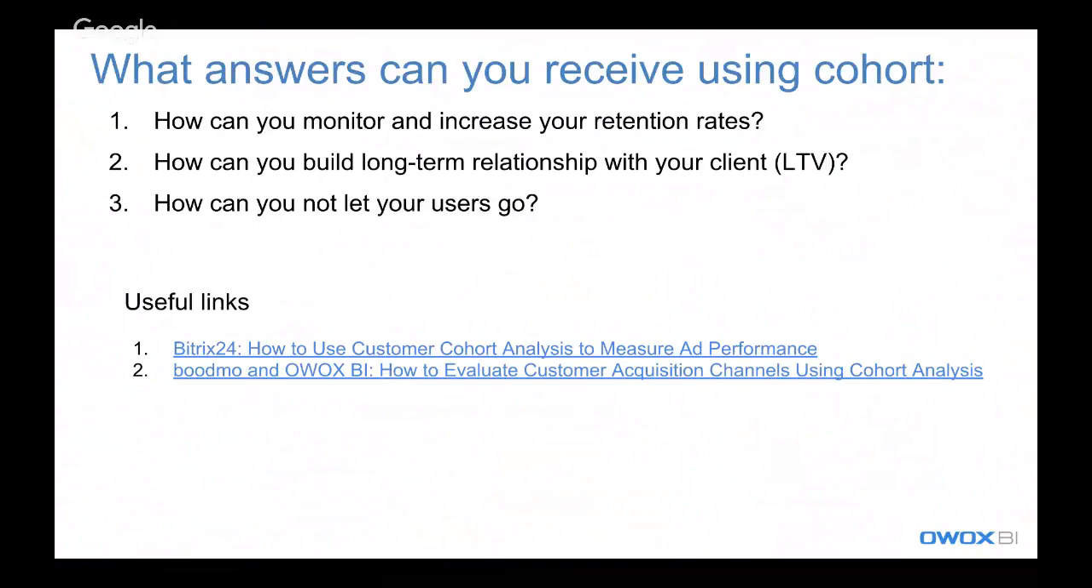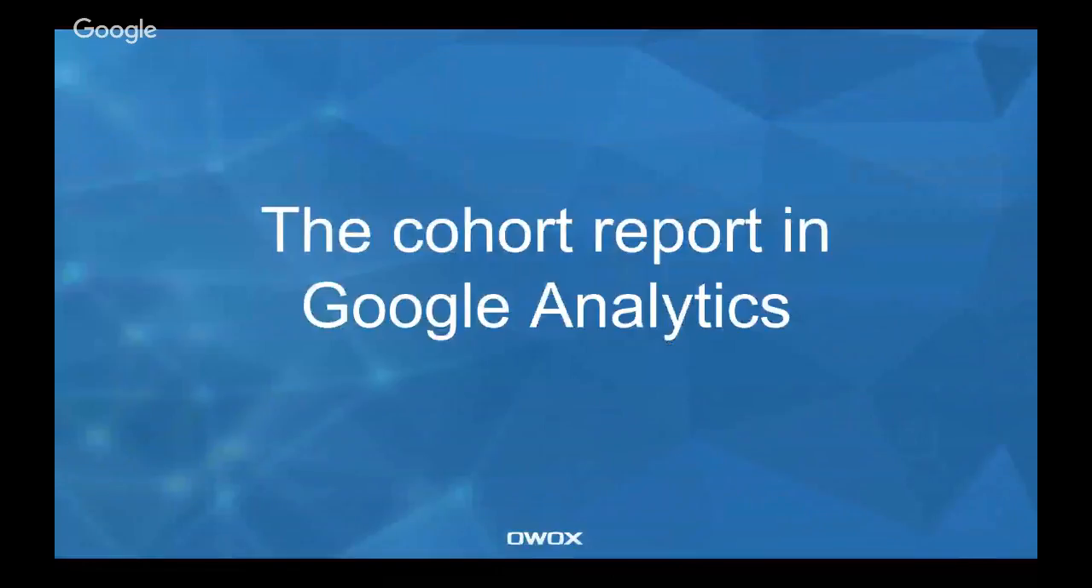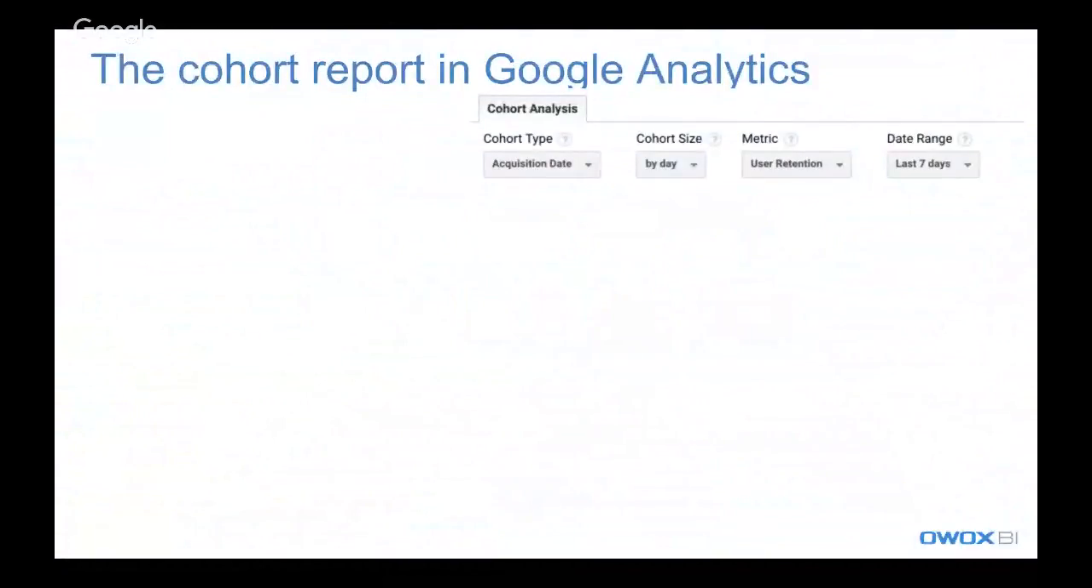Okay, so we'll look at the cohort report in Google Analytics. First of all, it's beta. So we know it's not the final view of this report, because now we do not have so many dimensions and metrics to use in this report.